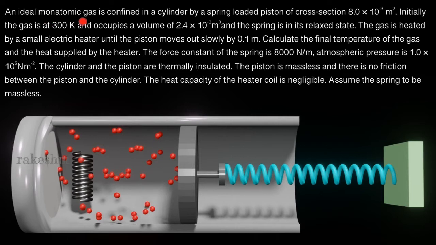An ideal monatomic gas is confined in a cylinder by a spring loaded piston of cross section 8 × 10^-3 meter square. So I have represented the gas by these round spheres which you can see here. Each sphere represents one atom of the gas. So this is one sphere, so a monoatomic gas.